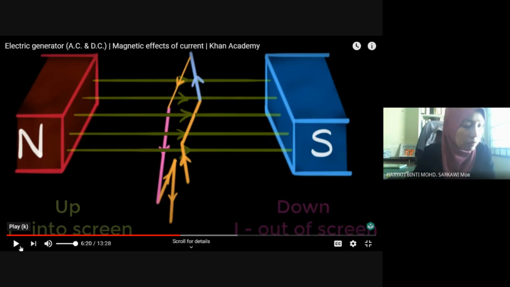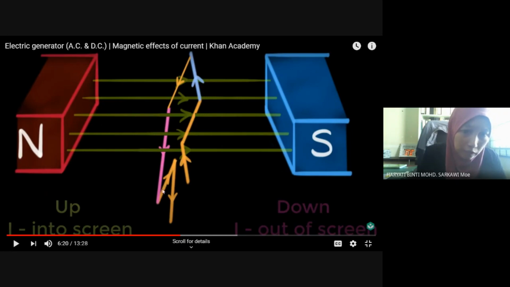Okay, so far, can understand or not? So remember, when we are talking about generator, you must use your right hand rule. When we are talking about motor, then you use your left hand rule. Generator must use right hand rule, and there must be cutting of the magnetic flux by the conductor.